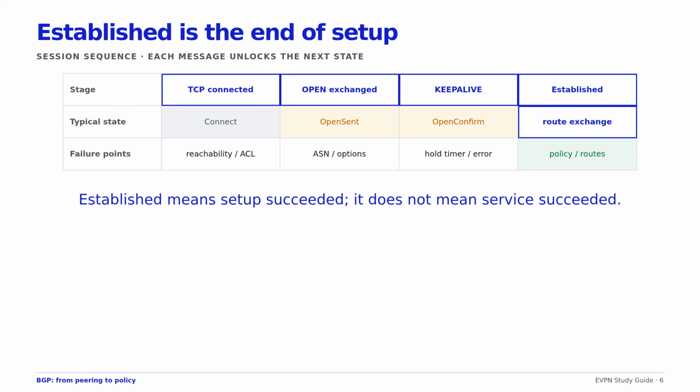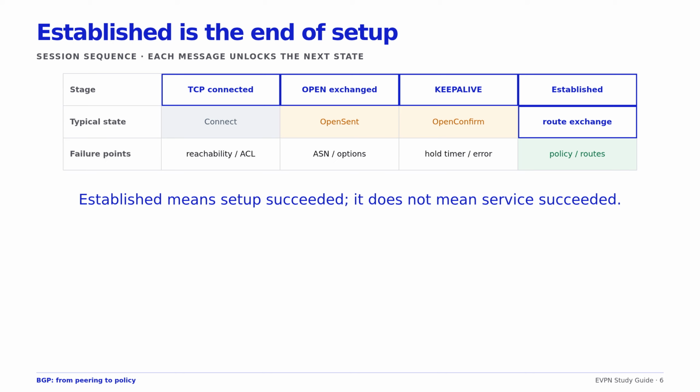The BGP finite state machine moves through idle, connect, active, open sent, open confirm, and established. Active is not healthy forwarding. It means the speaker is trying to acquire a TCP connection. After TCP connects, each side sends an open. If the version, autonomous system identity, hold time, BGP identifier, and optional capabilities are acceptable, keepalive messages confirm the session. Only then does the state become established and normal update exchange begin.